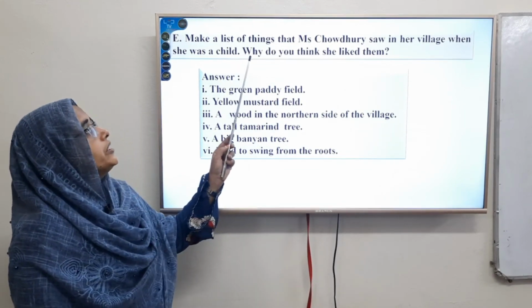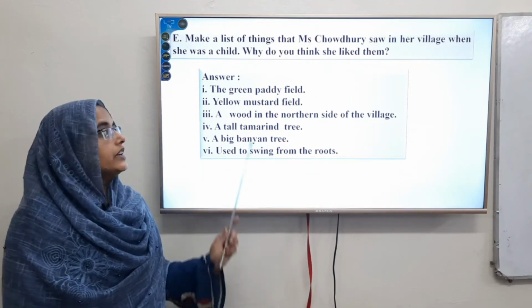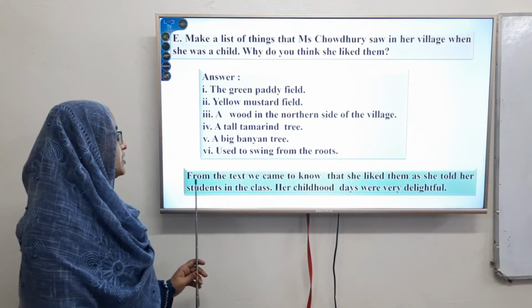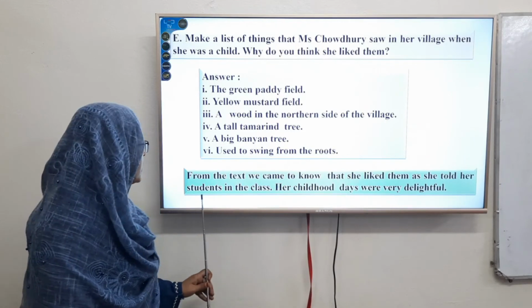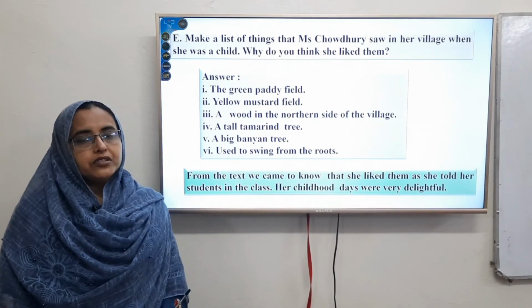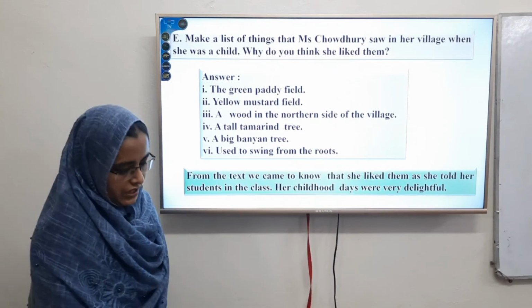Next, here is another part of the question, why do you think she liked them? She liked all these things because it is a part of her childhood memory. From the text we come to know that she liked them as she told her students in the class her childhood days are very delightful. It is her childhood memory and her childhood memory was very delightful.